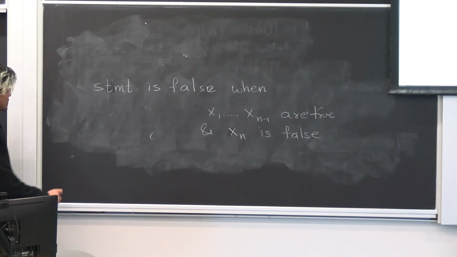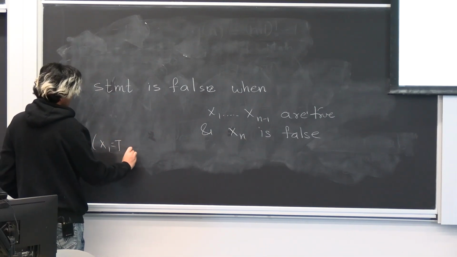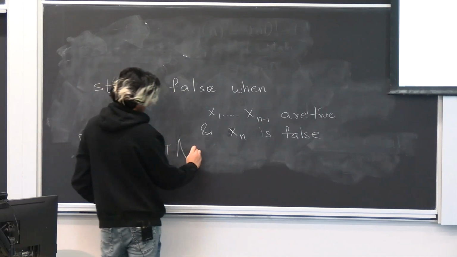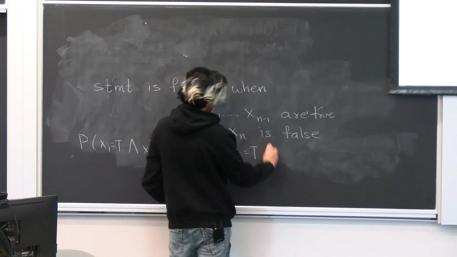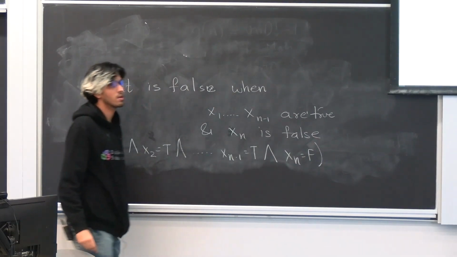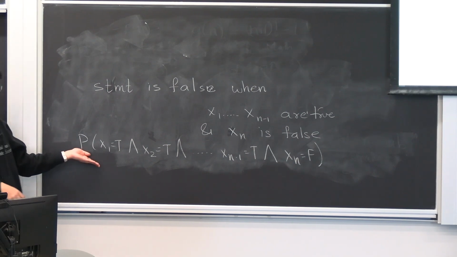So what is the probability that x1 equals true and x2 equals true and so on and so forth, xn minus 1 equals true and xn equals false? What is this probability? What do we know about independence? Anyone? We've seen this in class. 1 by 2 to the power n. Yep. Okay. I think you're correct, but you're jumping the gun a little bit in terms of the logical sequence. How can you simplify this?